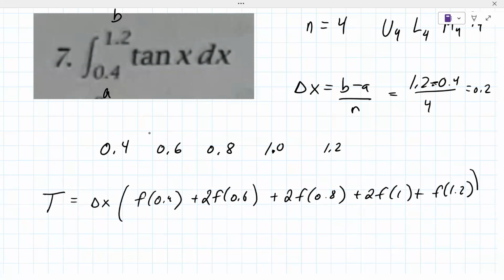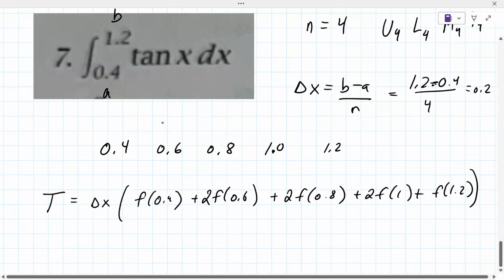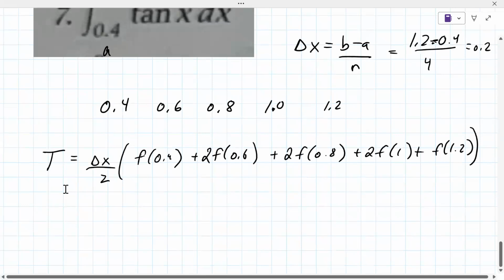Wait, why are we multiplying it by 2? Trapezoid, that's the over 2 formula for trapezoid. Oh, I see now. Some instructors do one half on the first and the last and the others by one. That's not really standard, but maybe that's the way they saw it.